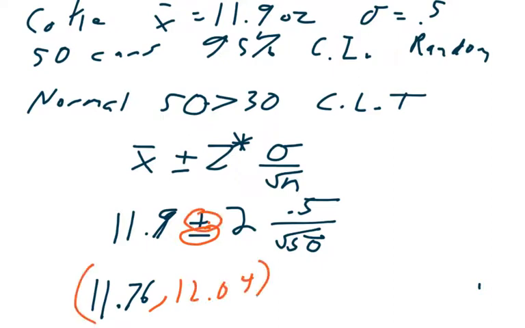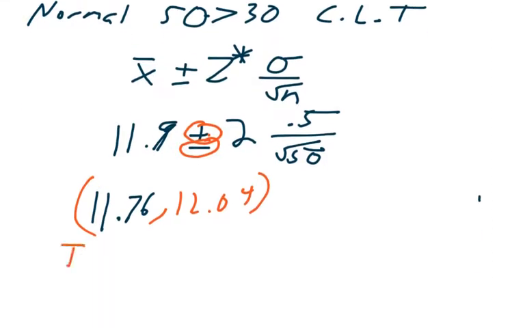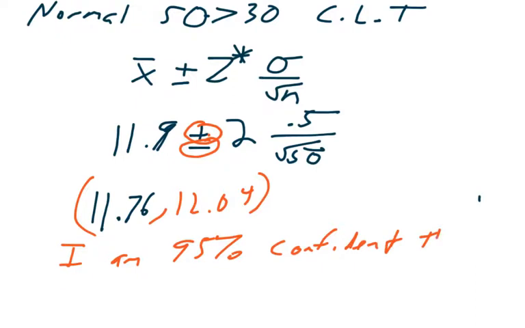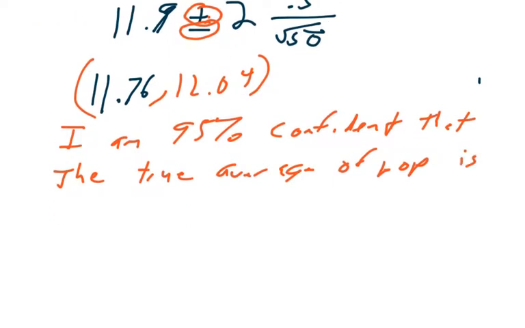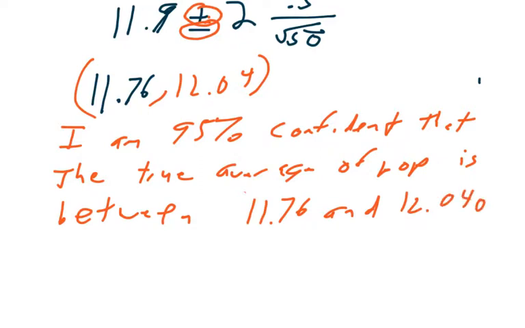So we got our two answers, and so I am 95% confident that the true average of the population is between 11.76 and 12.04 ounces.